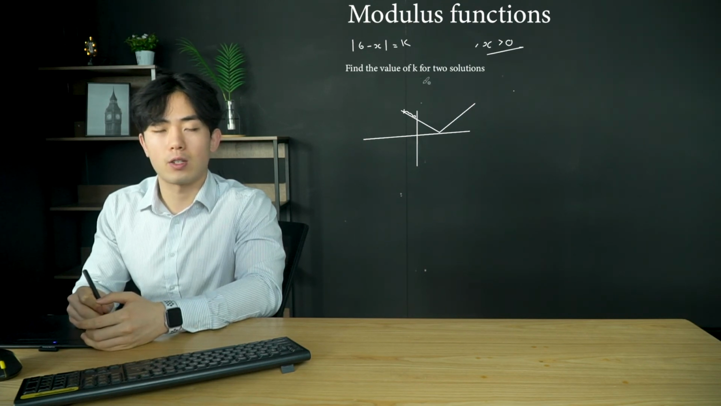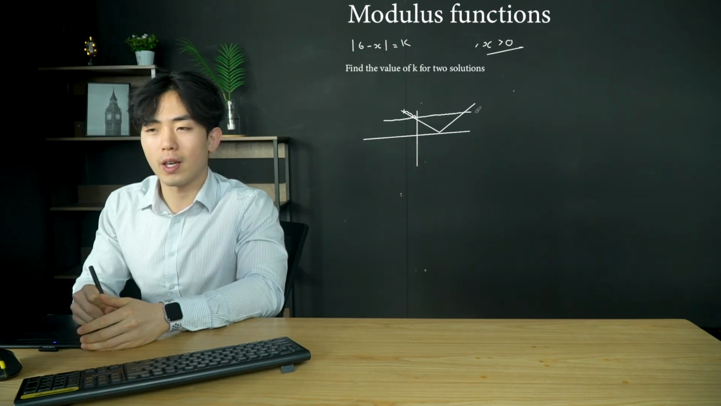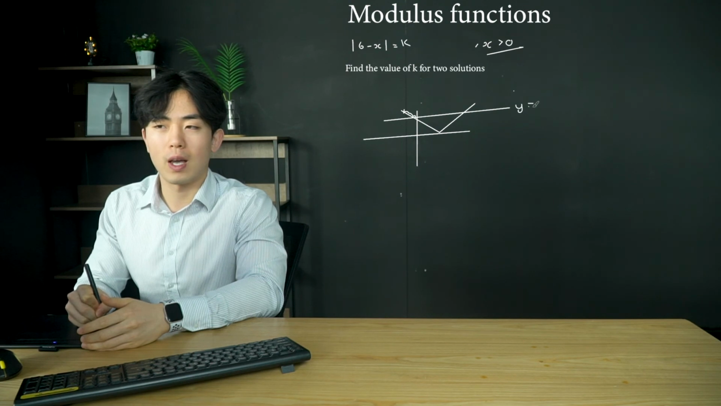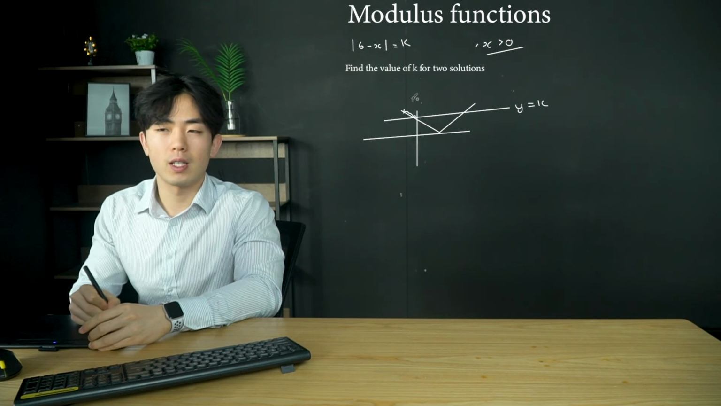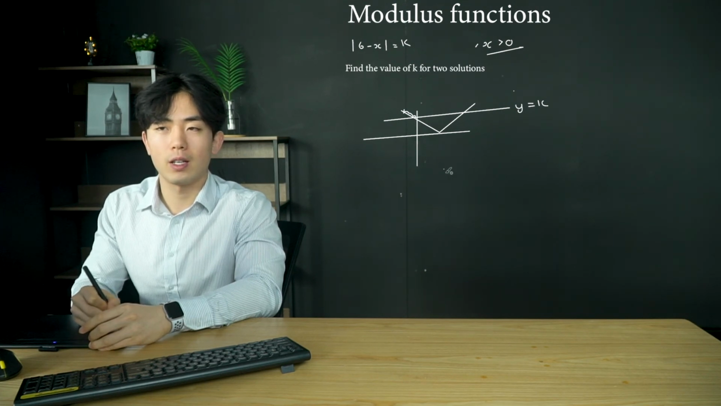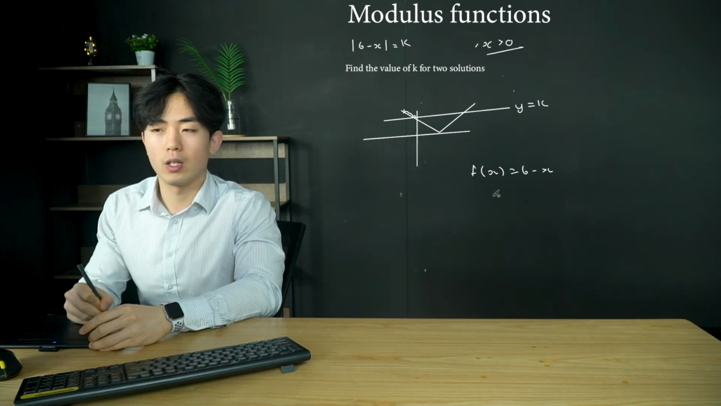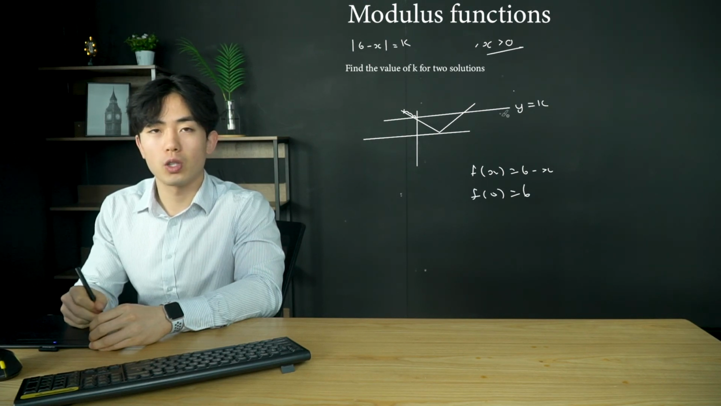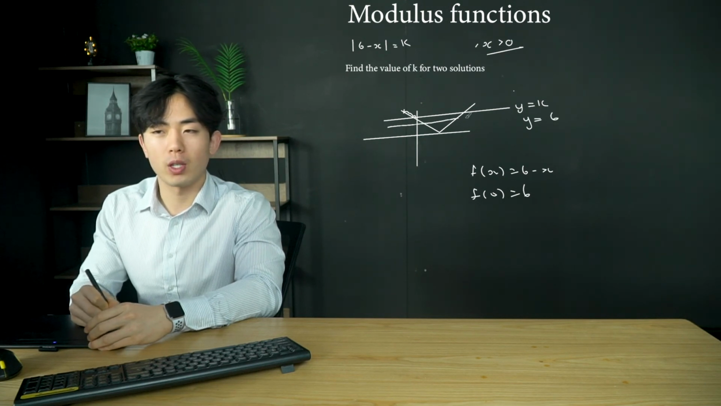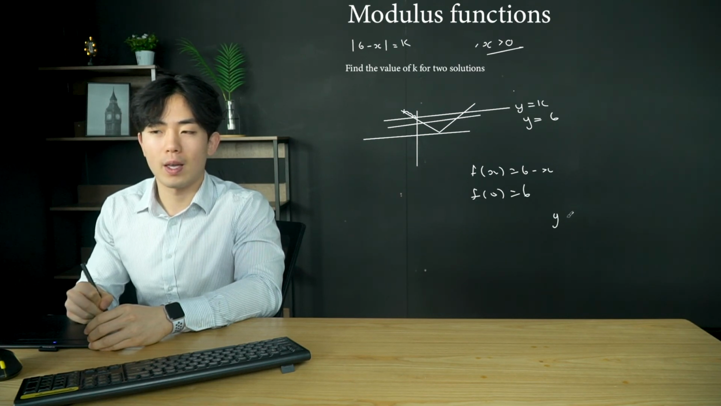We can see here k is just a straight line graph. So if we look at this graph, it would have two solutions when k is this value here, when y is equal to k. So we just need to find this value of k. Well, this is when x is equal to 0, so we can plug that into here. If the function is 6 minus x, that's when x is equal to 0, so therefore f of 0 is 6. So it would have two solutions when y is equal to 6, or anything below that as well. So anything with y less than 6.